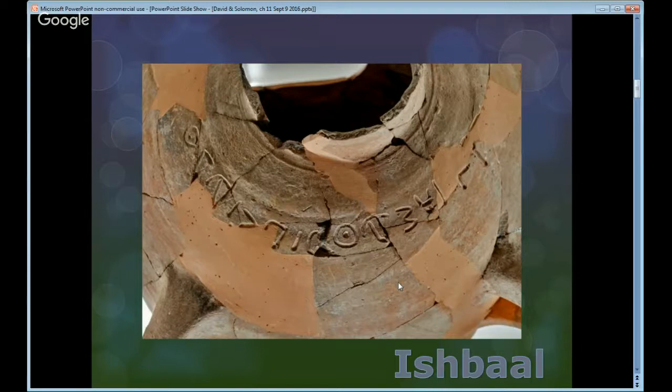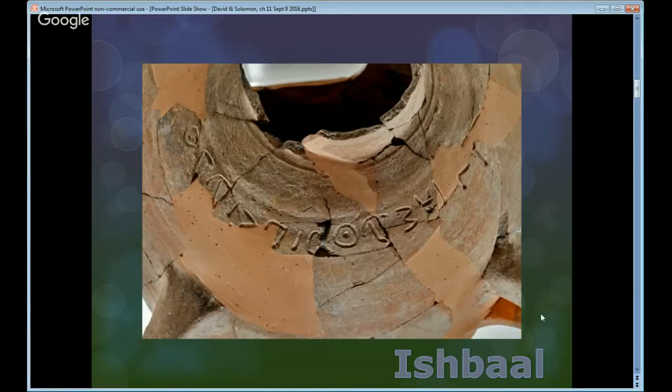Now, this particular artifact, again, should not be equated directly with Saul's son. It is possible, but it probably is not his wine jug. But it does show that the name was contemporary in Israel at this point in time. So when we read the biblical accounts, we do find evidence to support that name being popular in the 10th century.